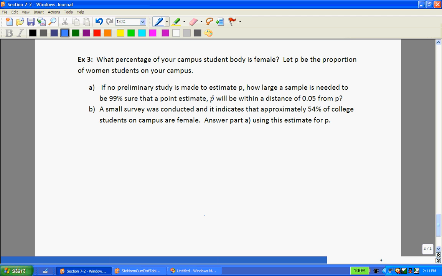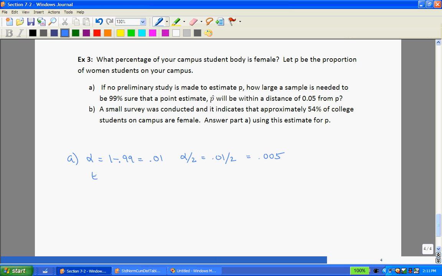Okay, for part A, let's first identify what we do know so far. We know that our confidence level is 99%. So that means alpha is 1 minus 0.99, or 0.01. But if I want those tails, alpha divided by 2, that means 0.01 divided by 2, or 0.005. The other information that we're given is the error. This time we know the error, and the sample size is what we're trying to find. If p hat is going to be within a distance of 0.05 from p, that means either above or below. So that's our error.